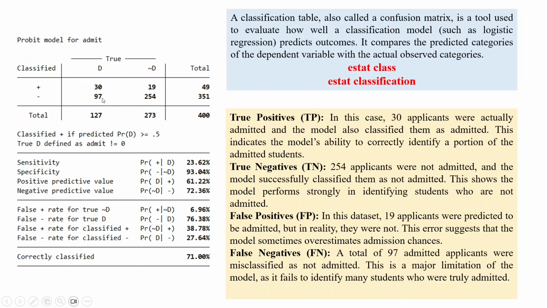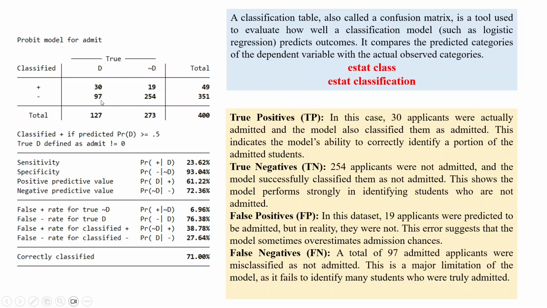False positive, 19. So in this data set, 19 applicants were predicted to be admitted, right? But in reality, they were not. This error suggests that the model sometimes overestimates the admission chances. Sorry, I was talking about this 19 and this is 97. So here 19 applicants were predicted to be admitted, this plus 1. But in reality, this is negative. They were not admitted. 19 classified as admitted, but they were not admitted.